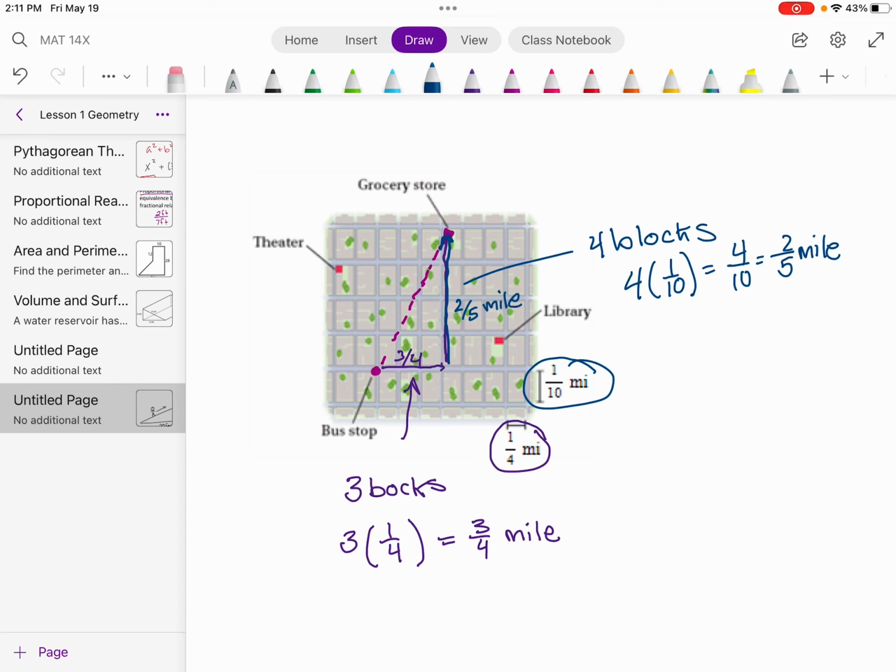And in knowing the horizontal and vertical distance, we can calculate that diagonal, that direct distance between the 2 points. And that's where we'd use our Pythagorean theorem. So we'd have 3/4 squared plus 2/5 squared equal the distance I'm looking for squared.